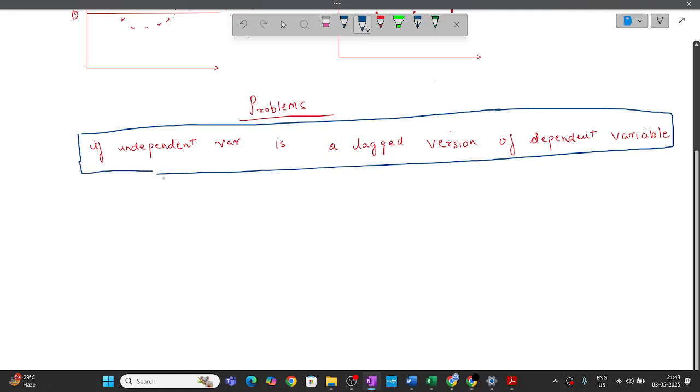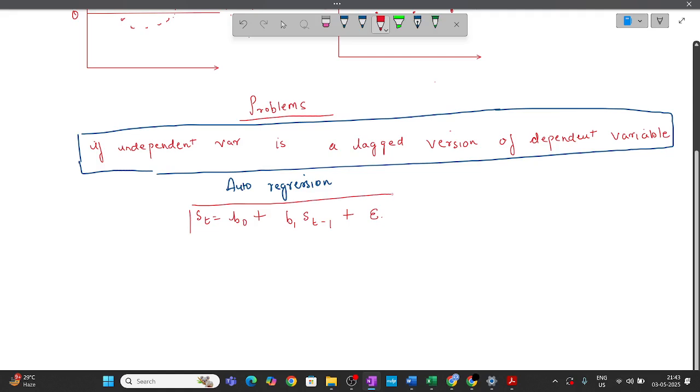Which we are going to discuss later. Autoregression, where we are regressing the dependent variable on prior values of itself. Let me give you an example. Look at this model. This model says that sales at time t equals some intercept plus some slope times sales at time t minus 1 plus some error.